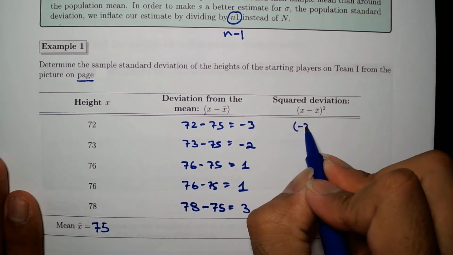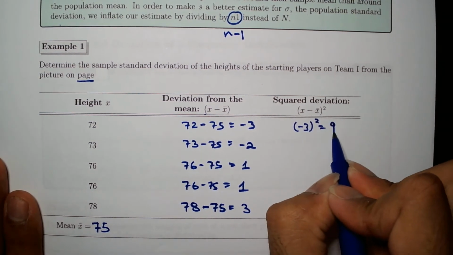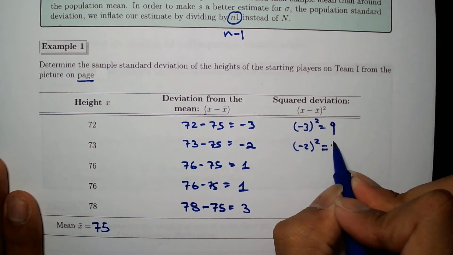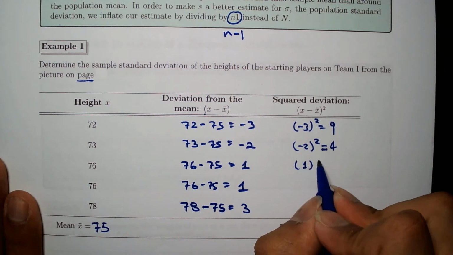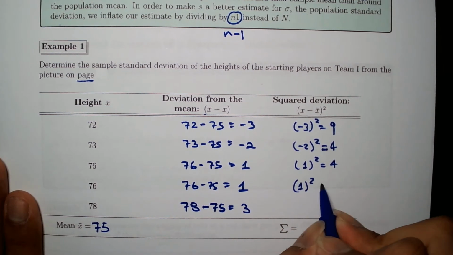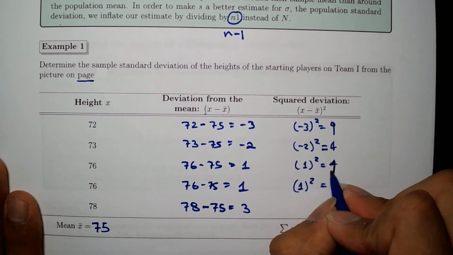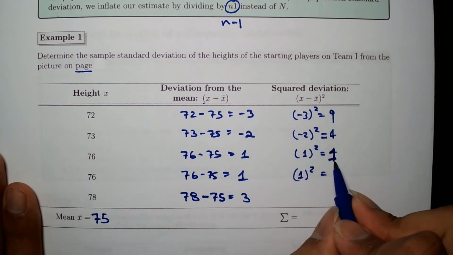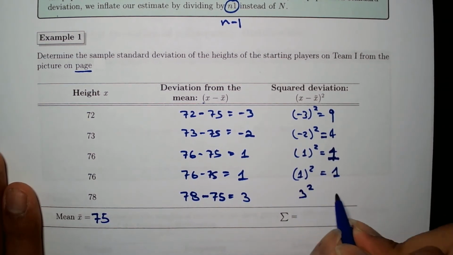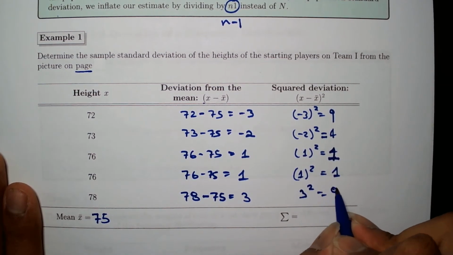That is negative 3 squared, which equals 9. Negative 2 squared, which equals 4. 1 squared, which equals 1. 3 squared, which equals 9.